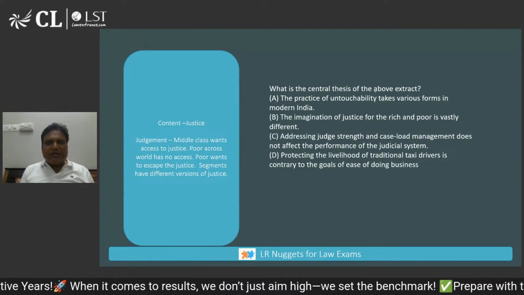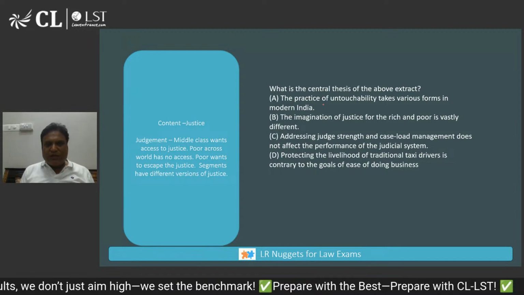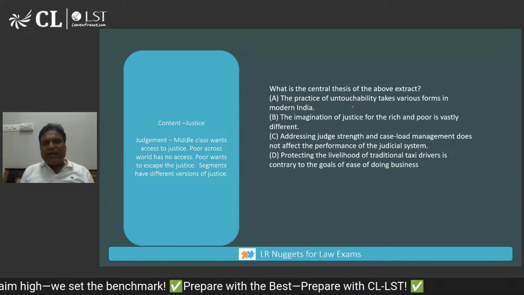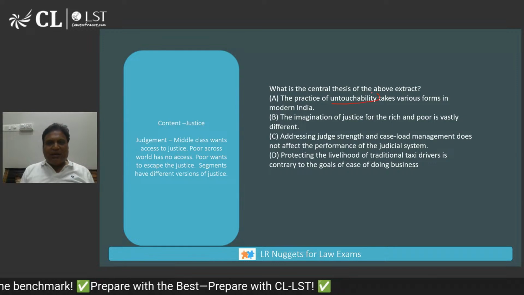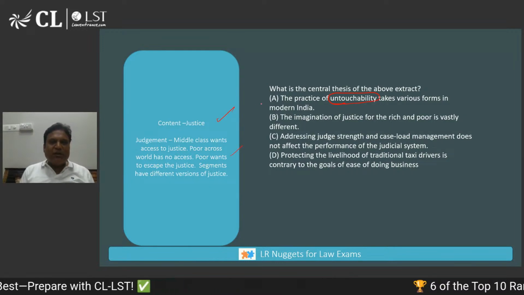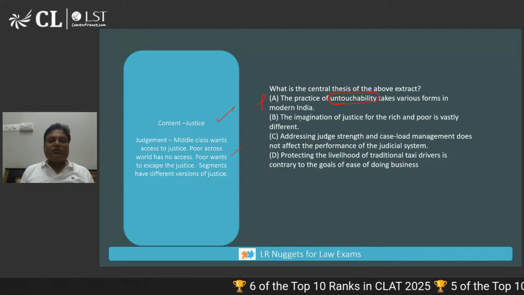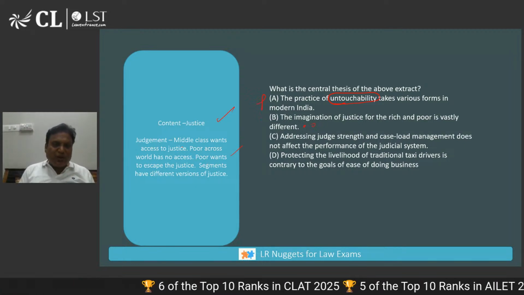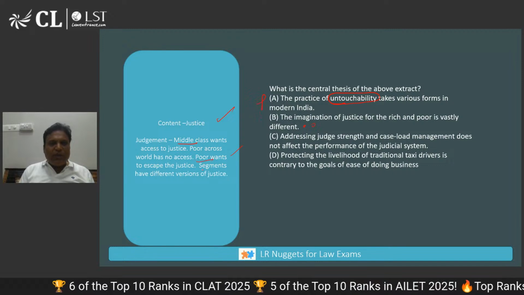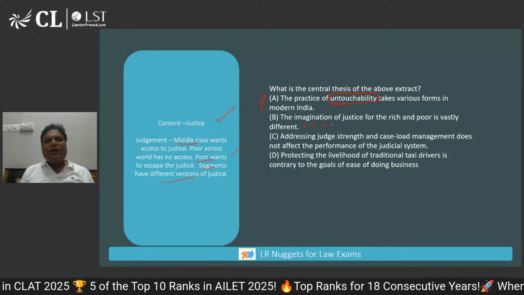All right. So, what is the central thesis of the above extract? We have the content and judgment with us. Option: the practice of untouchability takes various forms in modern India. The word untouchability comes neither in our content nor in our judgment, so it should not be the answer. Option: the imagination of justice for the rich and poor is vastly different. Good choice, because we talked about different segments having different versions of justice. So this could be a good choice.